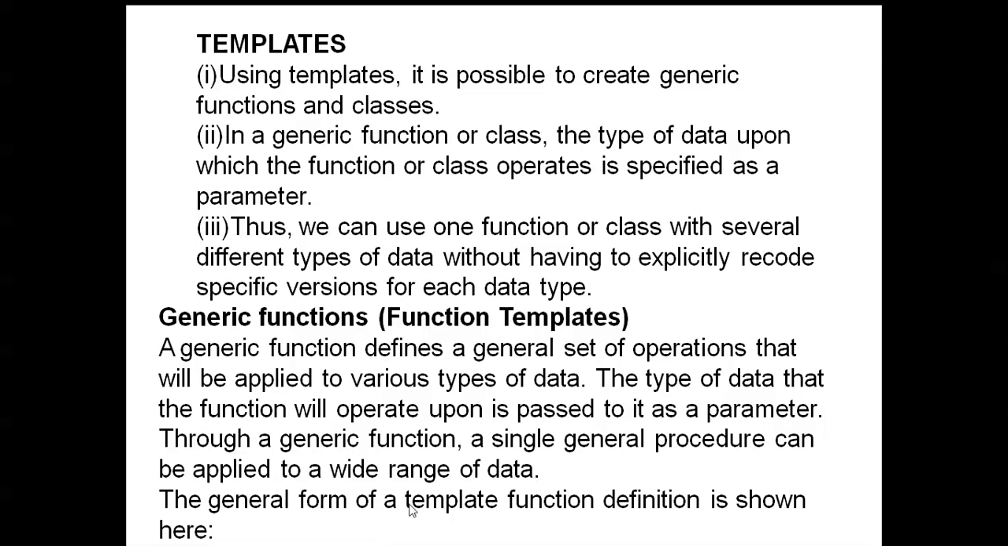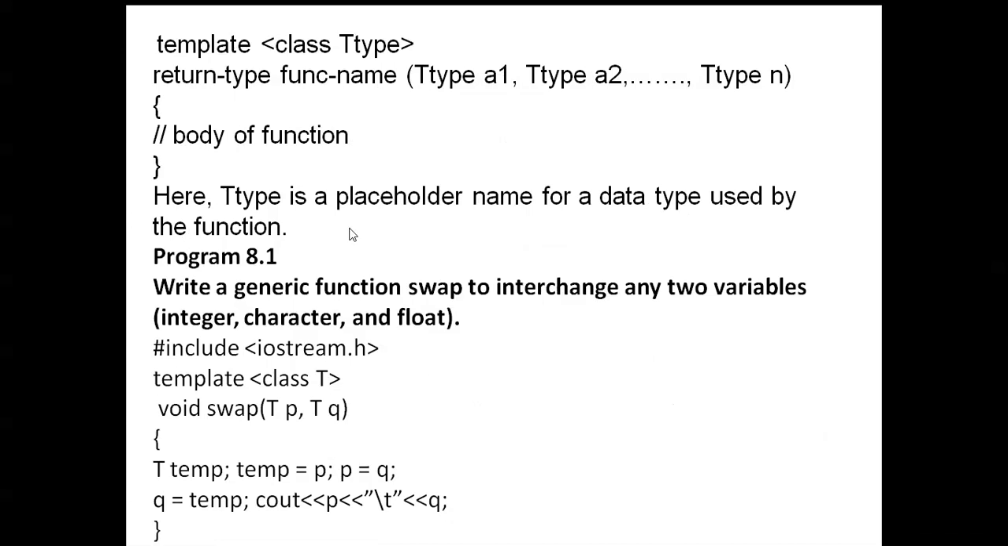There are two types of templates: one is the class template and another is the function template. Template syntax here: template <class Ttype> return type function name(Ttype a1, Ttype a2, ..., Ttype an) { body of function }. Here Ttype is a placeholder name for a data type used by the function.